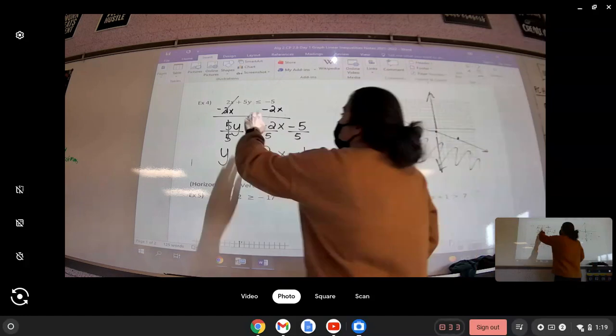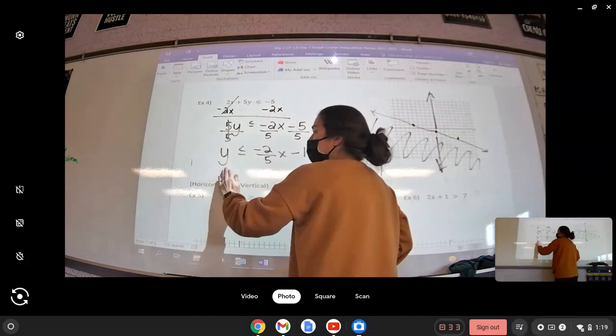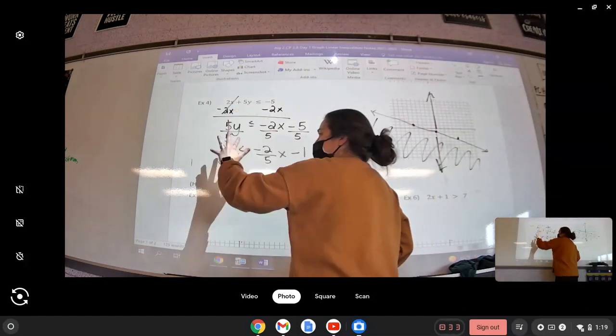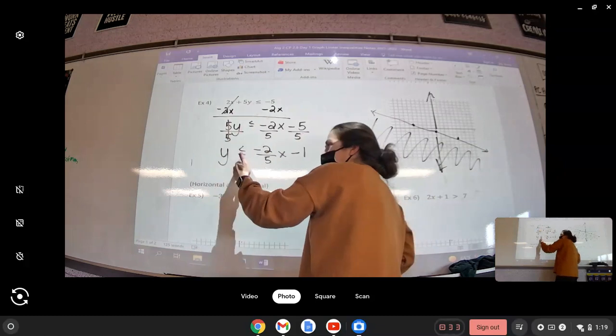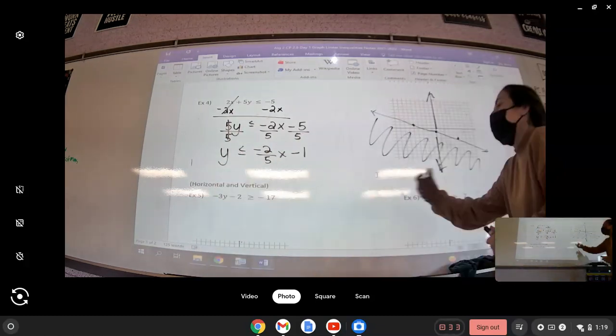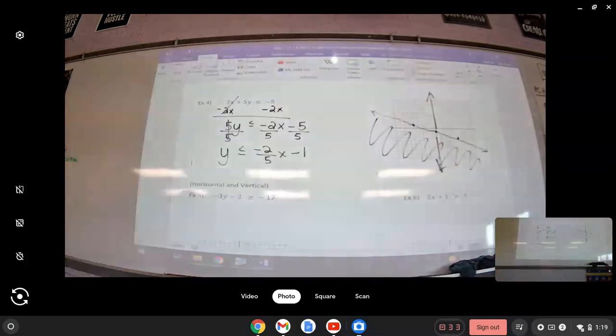Only when the number in front of y is who you end up dividing by. So when the number in front of y is negative, you're going to have to divide by a negative and then flip that symbol. All right, guys, look at example 5 and 6.